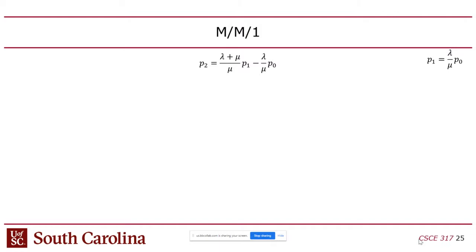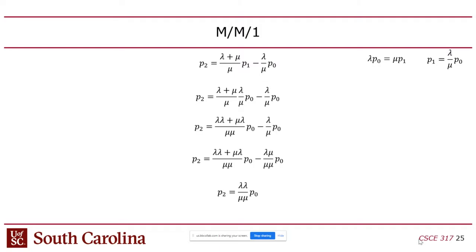Then we go back and observe that the flow balance equation that had to do with state 0 and 1, the special case, we can rewrite as p1 equals lambda over mu p0, and just substitute that into the equation on the left, multiply everything out, and do a little bit of algebra. We get p2 as a function of p0, because we're able to substitute lambda over mu p0 for p1.